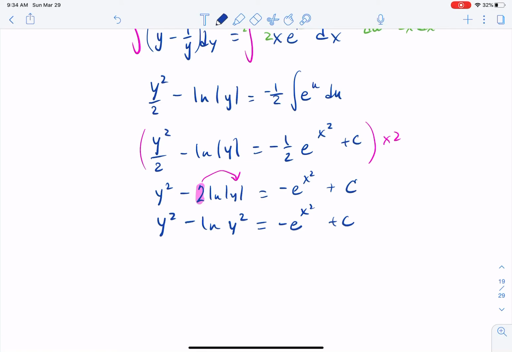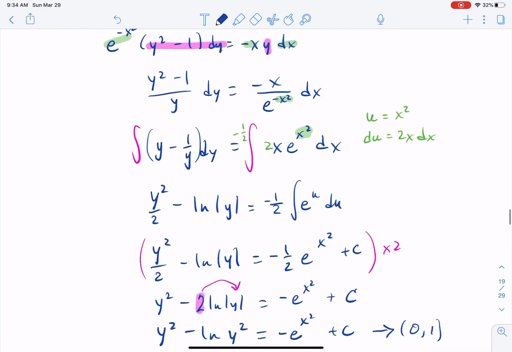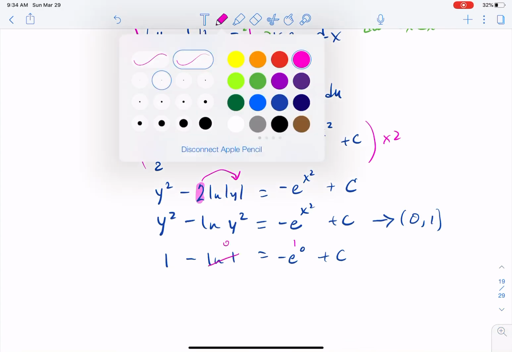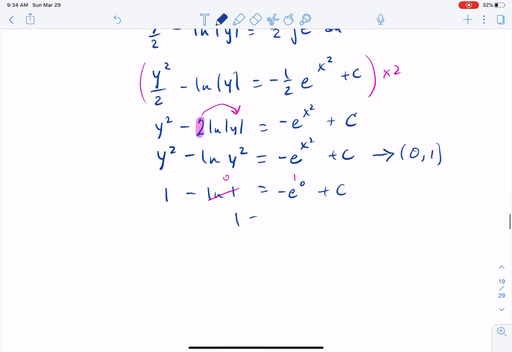So far, so good. Now, I'm going to go ahead and use my initial condition. My initial condition, I think, was (0, 1). Let's just verify that real quick, and plug in 1's for all of my y's. So 1 squared is 1, minus the natural log of 1 squared, is equal to negative e to the 0 squared plus c. That sucker is 0. e to the 0 is 1. So I have 1 is equal to negative 1, plus c. Add the 1 to the other side, and I can see my c value is equal to 2.